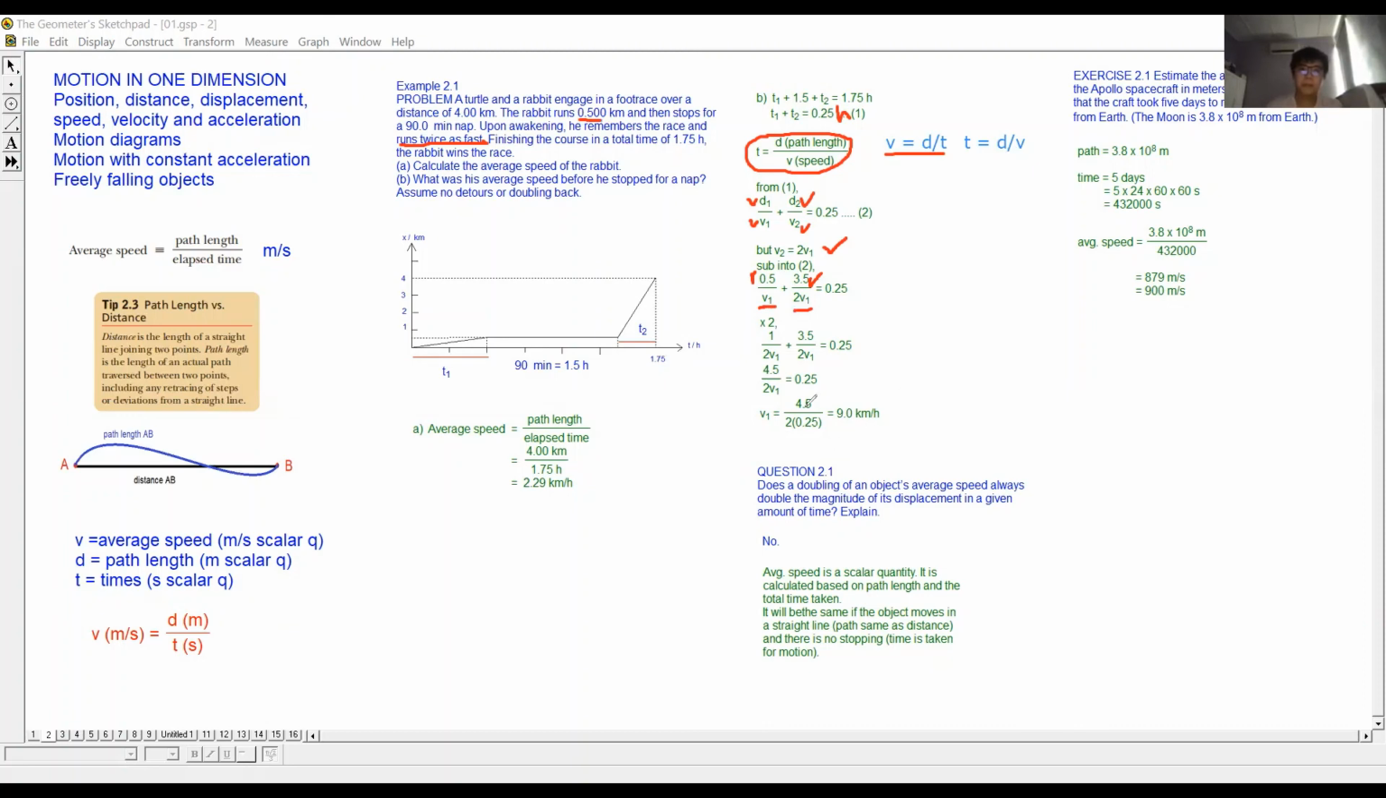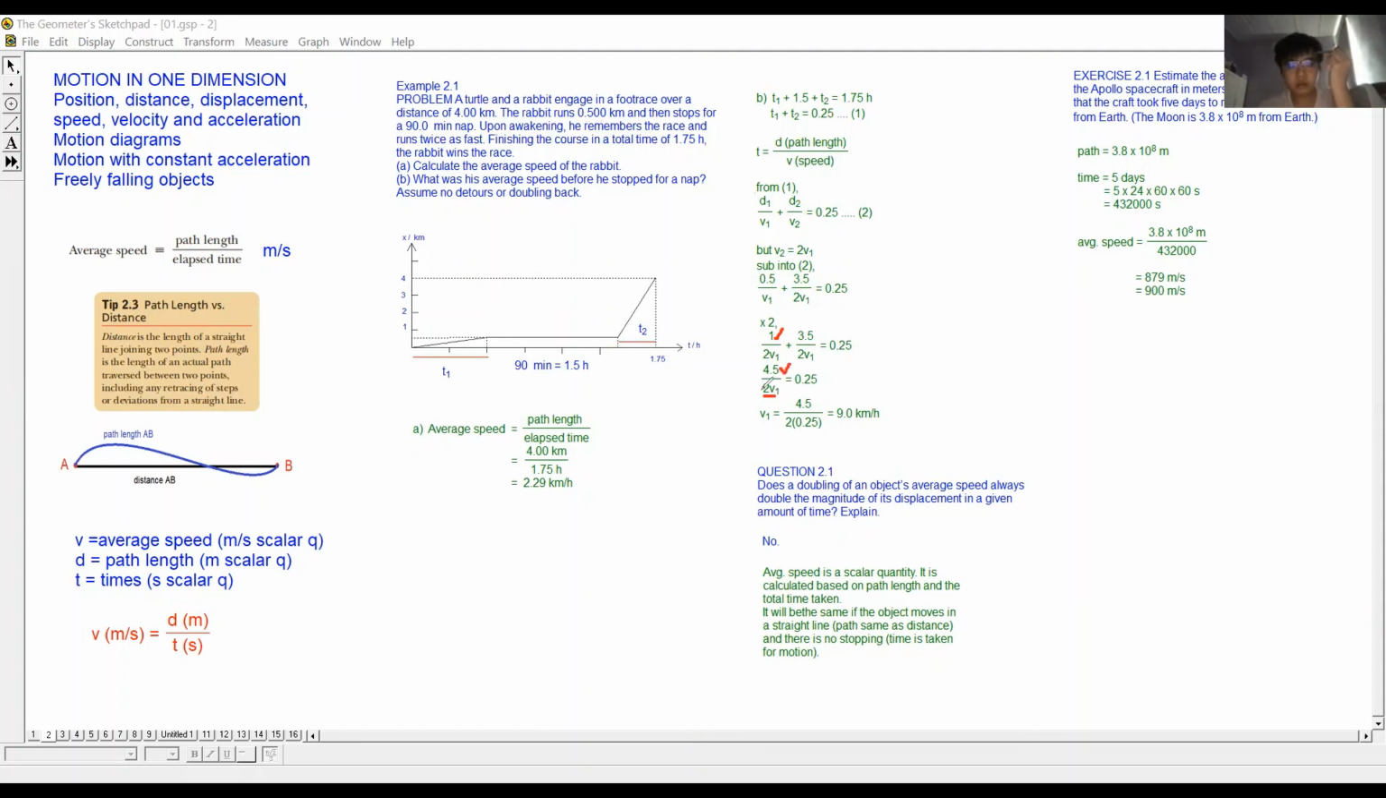Now, the rest is just how to manipulate the equation. This is 2V1, so I make this into 2V1. You want to make it 2V1, so times 2. So 0.5 times 2 is 1. Now this one times 2 is 2V1. Then you add it together, because the denominator is the same, it's still 2V1, but the top you add together is 4.5.